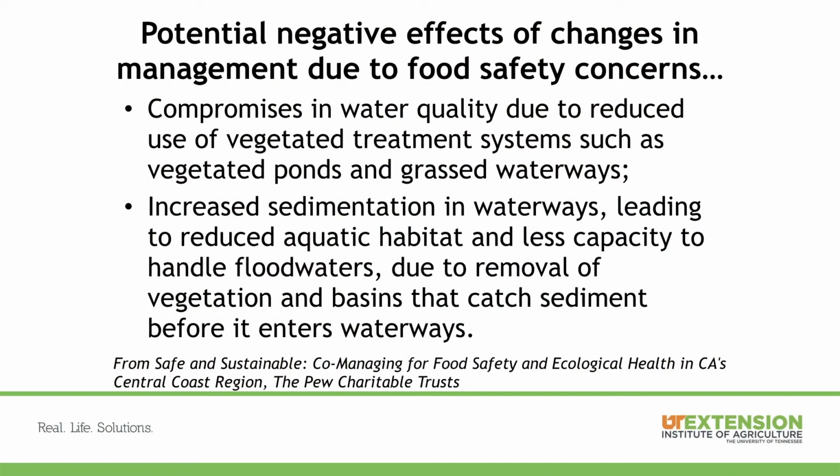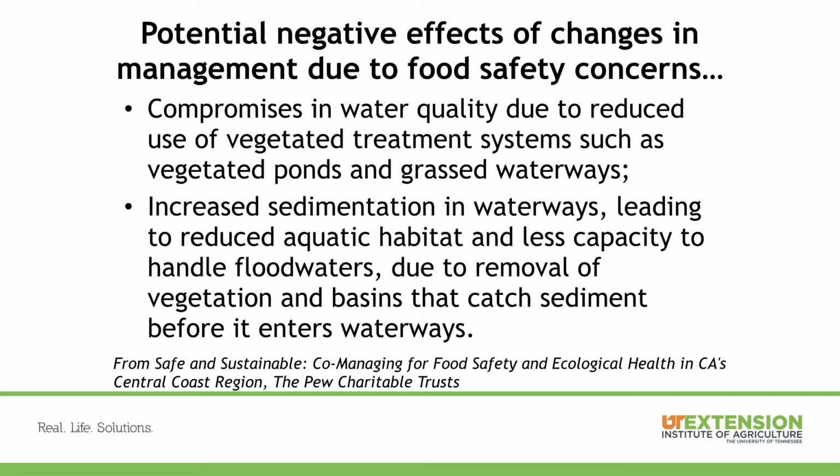So, again, potential negative effects of changes in management when people are just thinking about food safety are compromised water quality due to reduced use of treatment systems such as vegetated ponds and grass waterways. Inevitably, when you have water runoff coming into a stream, having that nice grass buffer zone is always going to help remove some of those organisms that may also be washing into that waterway with the feces. And so it's going to actually keep them on the land versus going into the water.